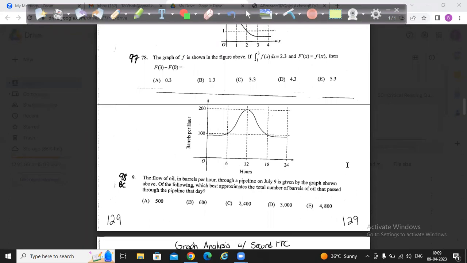Total is always integral. So what you need to do, integral of 0 to 24, what is the rate that is going, the flow of oil in barrel per hour. So barrel per hour, let it be some P of T. So integral of 0 to 24, P of T dt. That should be your answer.